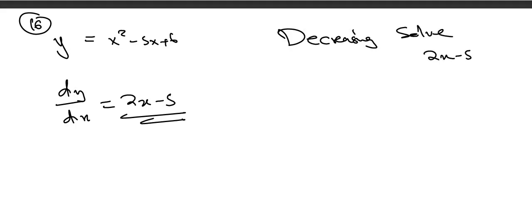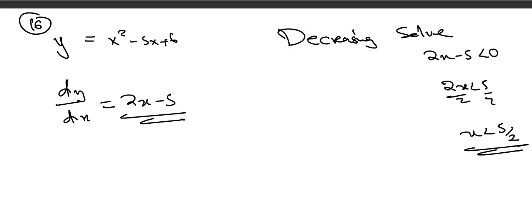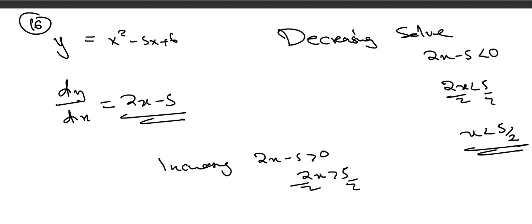To find where it's decreasing, we solve 2x minus 5 less than 0, since decreasing means less than 0. This gives 2x less than 5, so x is less than 5 over 2. Then to find where it's increasing, 2x minus 5 is greater than 0, so x is greater than 5 over 2. That's the interval where it's decreasing, and this is where it's increasing. Just differentiate, get the first derivative, and check less than 0 for decreasing.